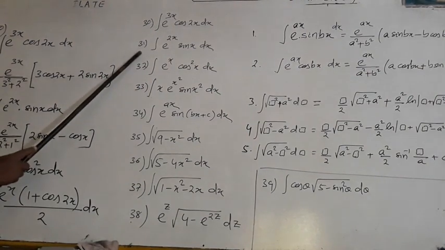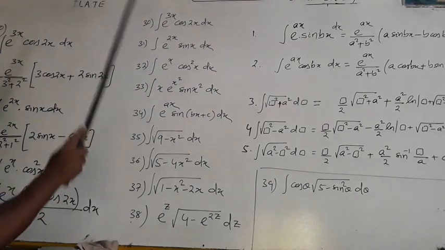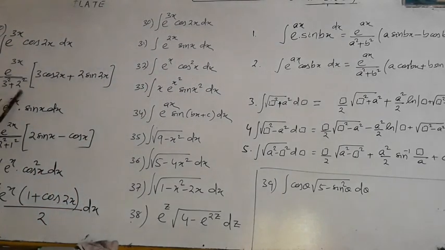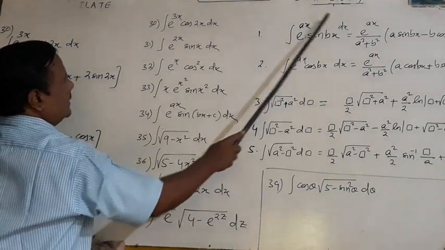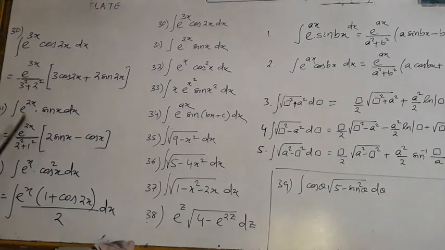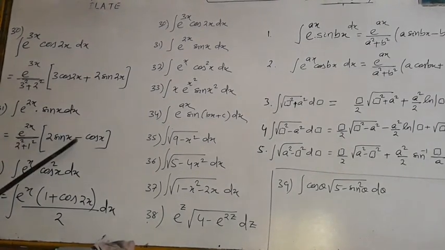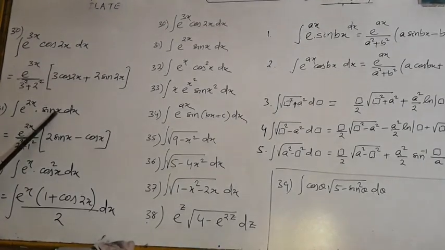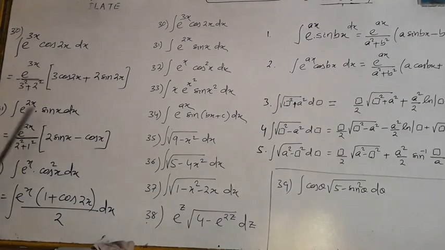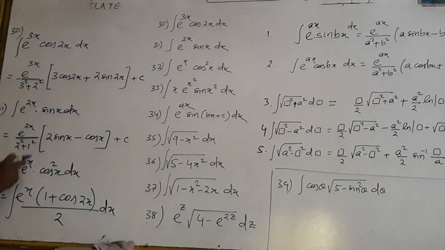Now, look at problem number 31. It is e to the power 2x sin x. Don't think it is just sin x; it is sin 1 into x, so e to the power 2x sin 1x. It is e to the power 2x by a square plus b square, which is 2 square plus 1 square, whole into 2 sin x and minus, as it is sin you should put minus. What is multiplying here? 1 into x, so 1 cos x. Plus c.